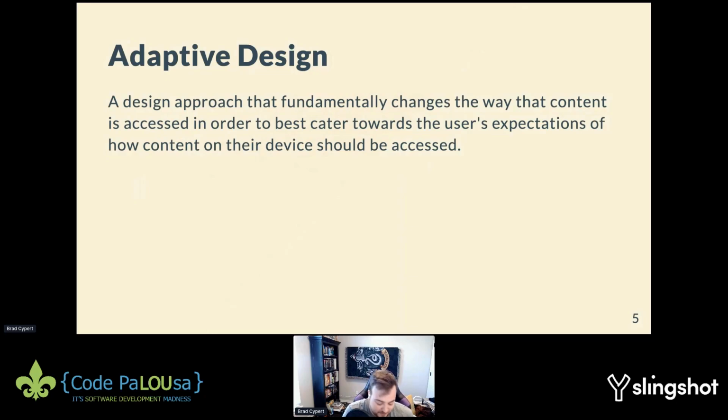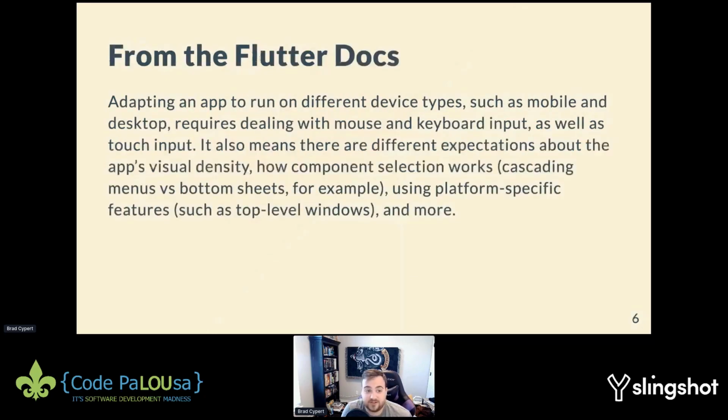From the Flutter docs, they talk a little bit about adaptive design. And I think since we're talking about Flutter, it makes sense to talk about that. Mainly, they give you some tips on how to adapt an app to run on different device types. Handling mouse and keyboard input is a big one. You don't have those on your phones usually, but you do on a desktop or a laptop, maybe even a tablet. Handling the app's visual density, so how dense the pixels are, how component selection works, platform-specific features, stuff like that.